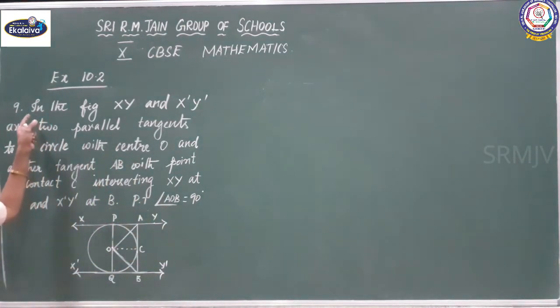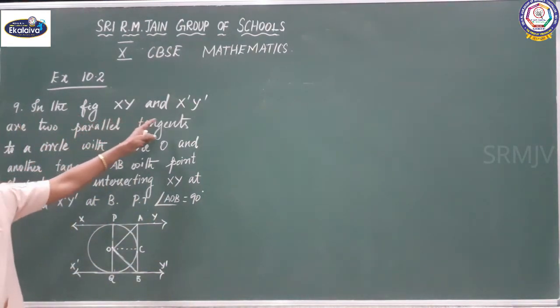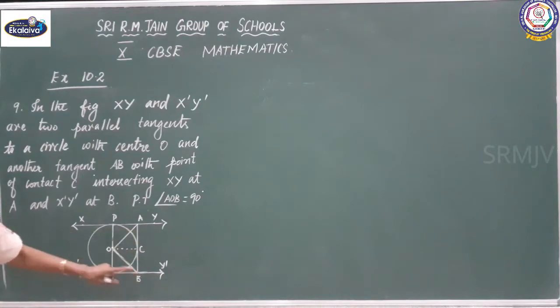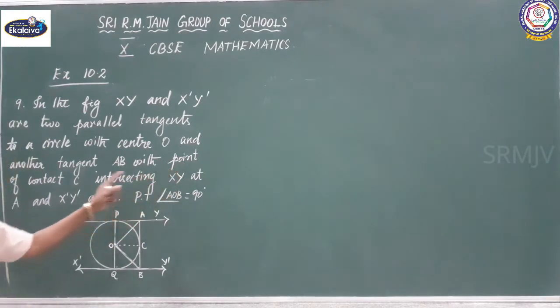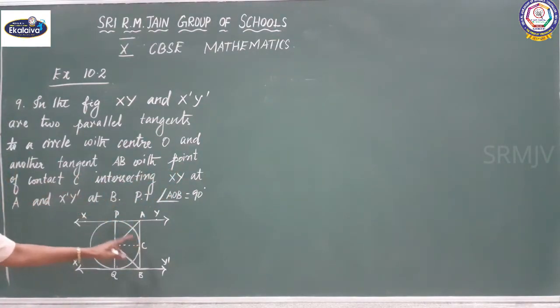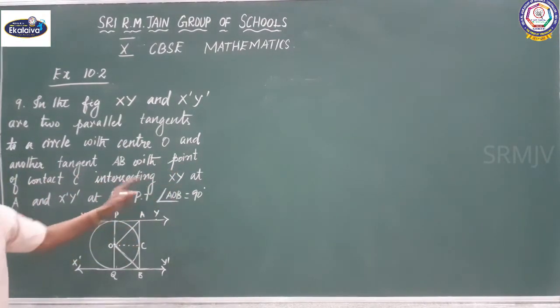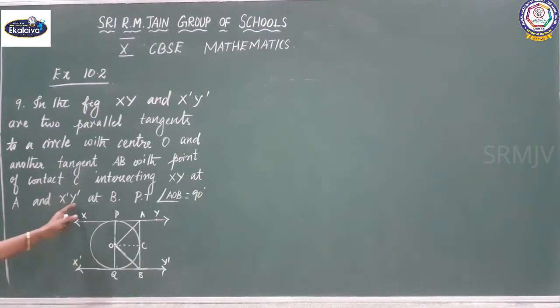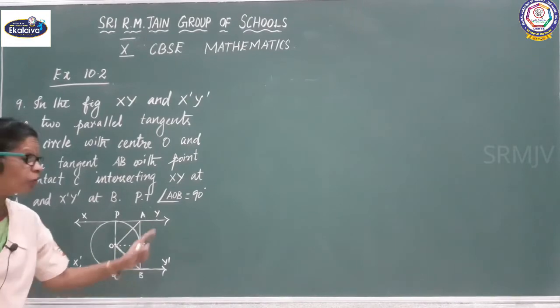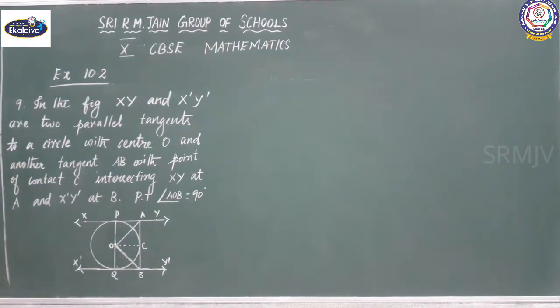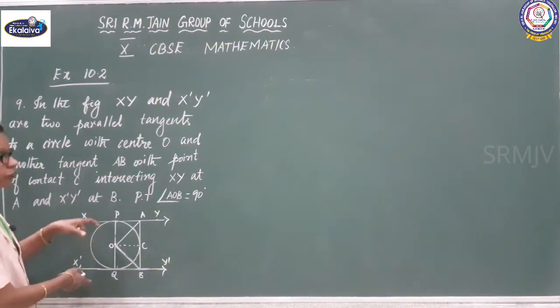Question number 9. In the figure, XY and X dash Y dash are parallel. Two parallel tangents to a circle with the center O, and another tangent with point of contact C intersecting XY at A and X dash Y dash at B. Prove that angle AOB equal to 90 degrees. Right. First, we know the theorem.